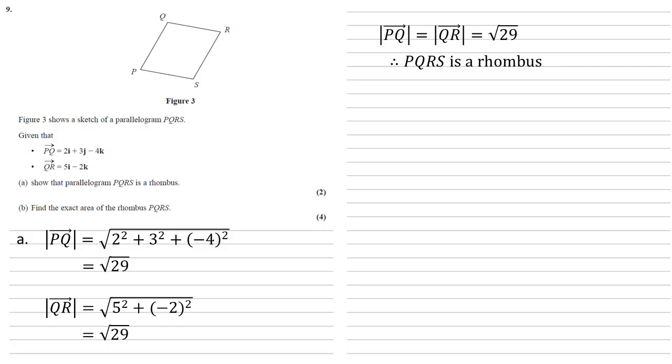It's very important when answering questions like this that at the end you then show exactly what you've proved. So we've shown that the two sides are equal, and we've stated that PQRS is a rhombus.